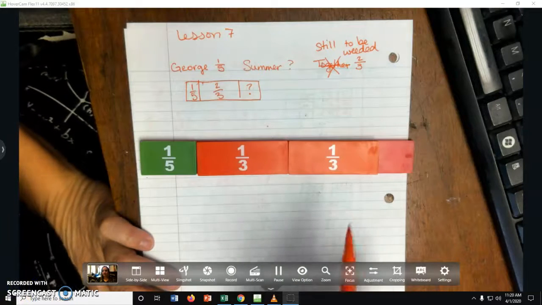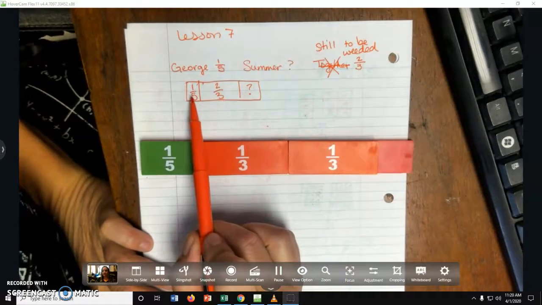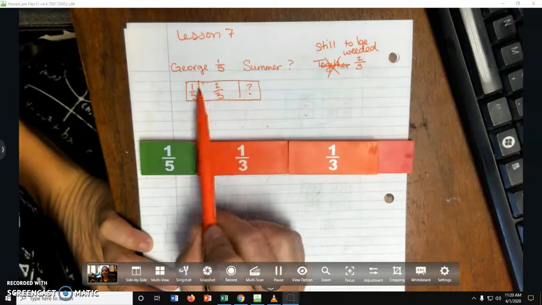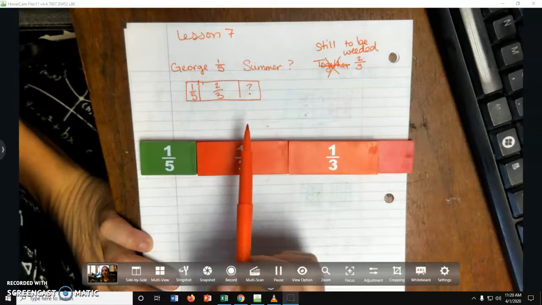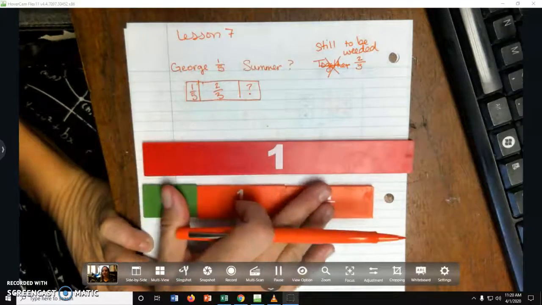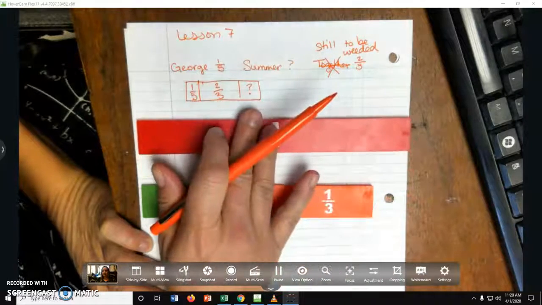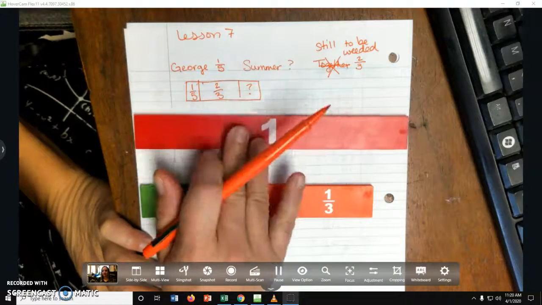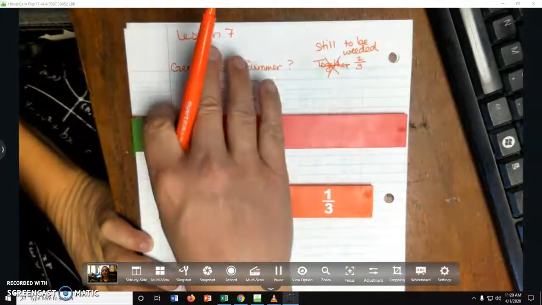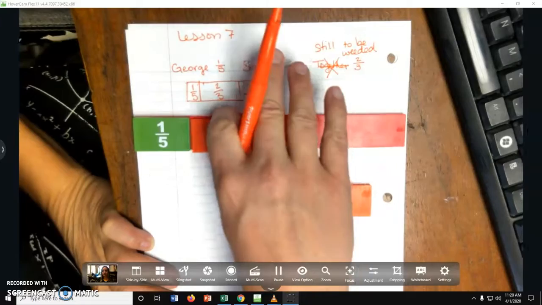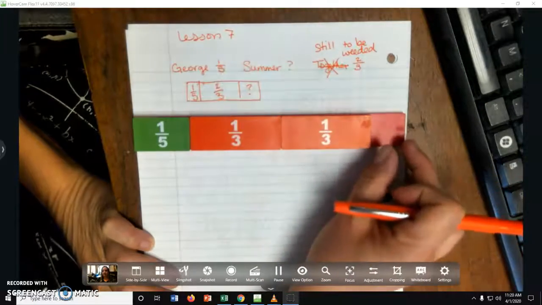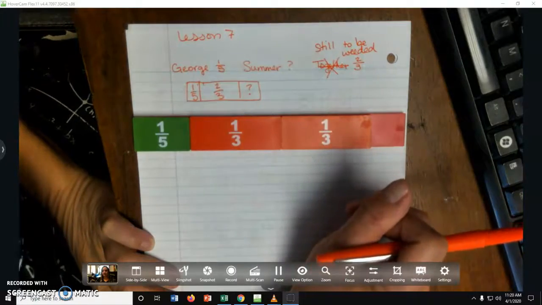All right, so we know that George weeded 1/5 of the garden. There's 2/3 left to be weeded, and we're trying to find out how much did Summer weed. Think about this with your fraction tiles. This is the whole garden. Whatever it is, that is the whole garden. 1/5 of that amount was George. 2/3 of it still needs weeded. We want to know how much did Summer weed. That's what we're looking for.